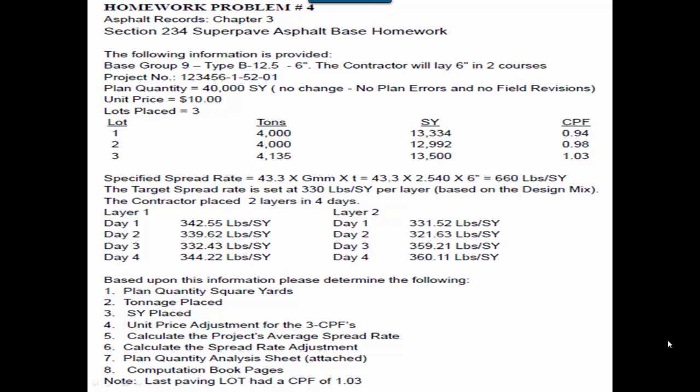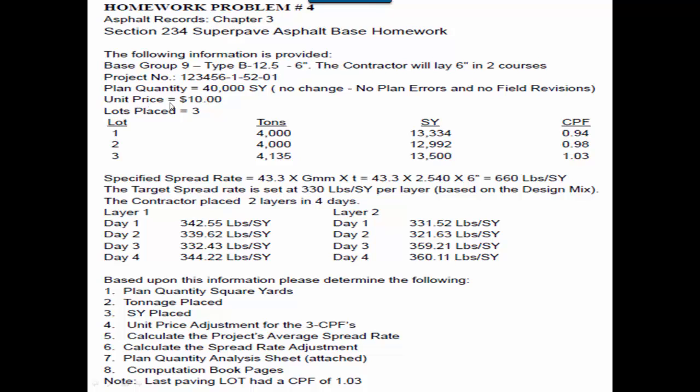What are they giving us? Well, it's base group 9, and the type is B12.5. It's 6 inches, and the contractor will lay that 6 inches in 2 courses. So that means that we're going to have some steps involved in figuring out what the average spread rate is. They give us a fin number, so we only have one fin, which is good, makes it simpler. And the planned quantity is 40,000 square yards. Now, there's no change, no plan errors, no field revisions, so that eliminates some steps for us. 40,000 is going to be the planned quantity then.